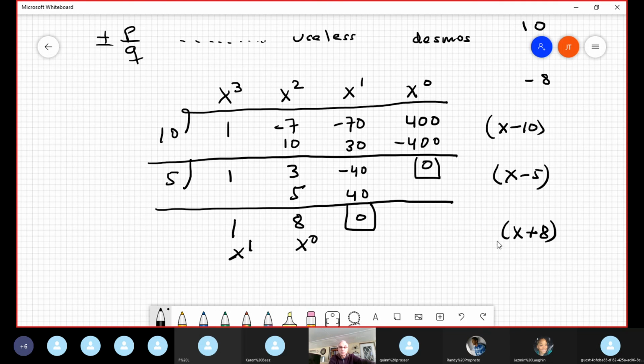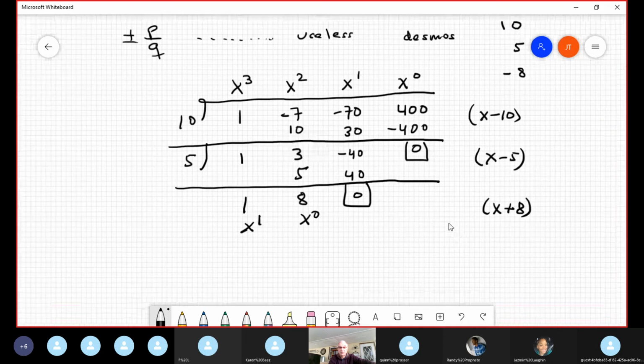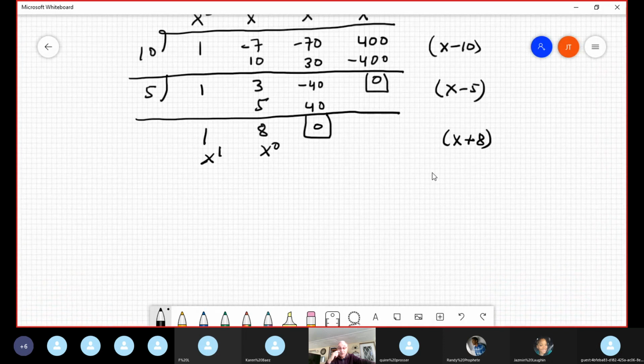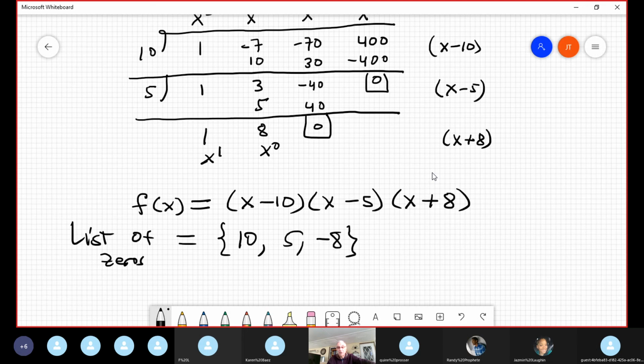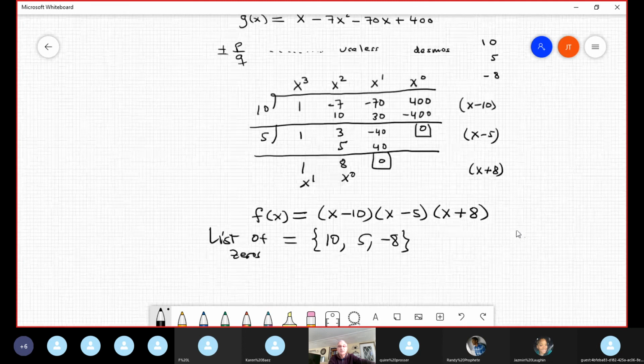But the factorization is magical, guys. It's factorization without factorization. We are doing factorization by synthetic division. It's x minus 10, x minus 5, and x plus 8. And the list of zeros is 10 positive, 5 positive, and -8. Everything is real, no complex. Okay, nice. Let's do the last part, which is Descartes' rule.